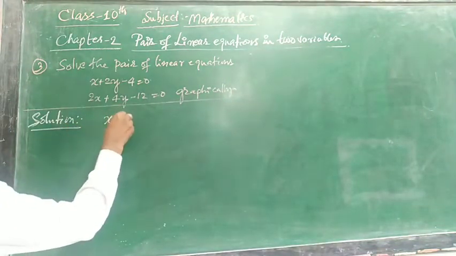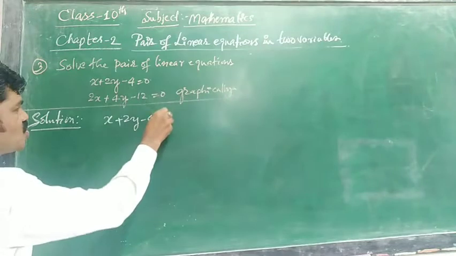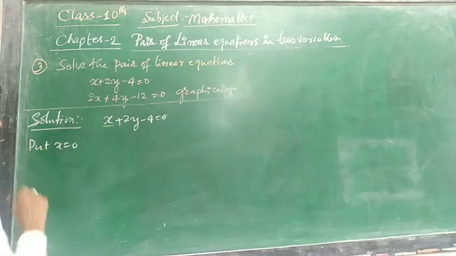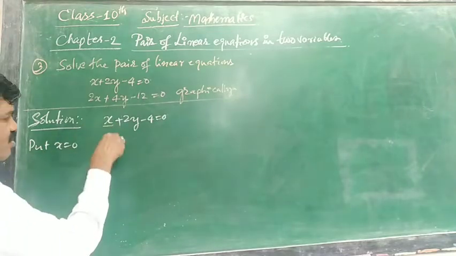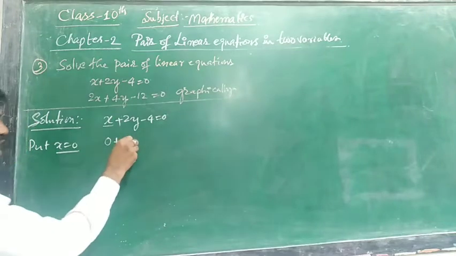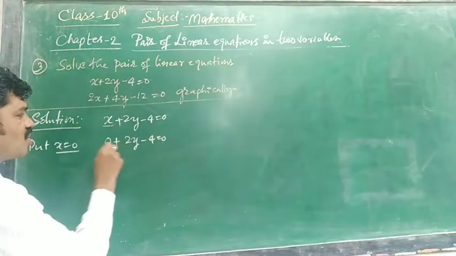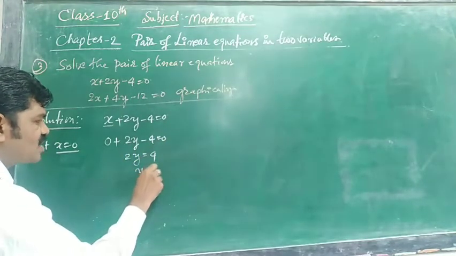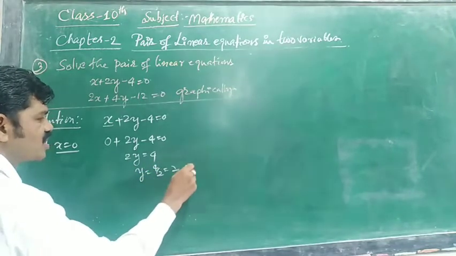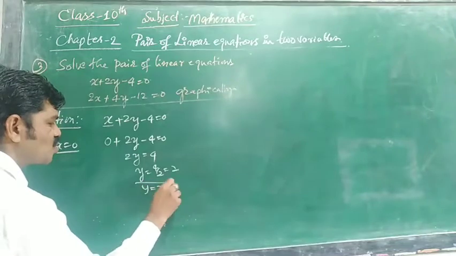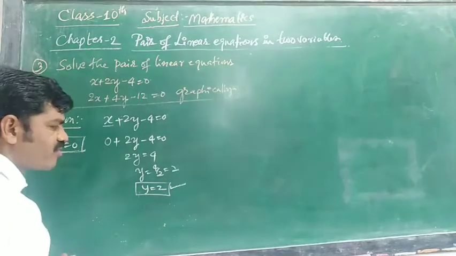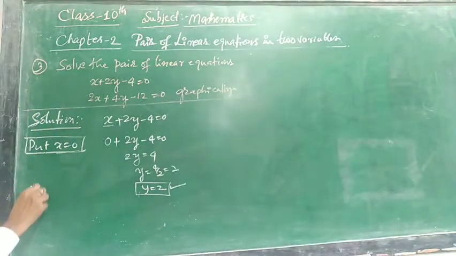So the first equation is x plus 2y minus 4 is equal to 0. Put x is equal to 0 for this equation. Instead of x I write 0 because we have given the value of x as 0. So x plus 2y minus 4 is equal to 0 gives 2y, and this minus 4 will go to that side and become 4. So y is equal to 4 by 2, that is equal to 2. Therefore we have got y is equal to 2. So if we provide the value of x as 0, then we get the value of y as 2.